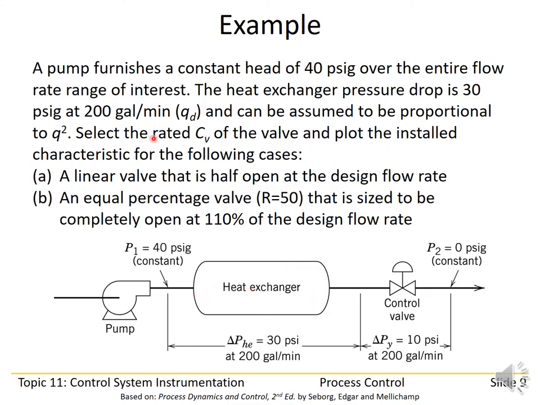You are asked to select the rated valve coefficient that determines the size of the valve and plot the installed characteristic for two cases. The first is a linear valve that is half open at the design flow rate, and the second is an equal percentage valve with a value of capital R equal to 50 that is sized to be completely open at 110% of the design flow rate. Okay, take a moment and consider how you can solve this problem.